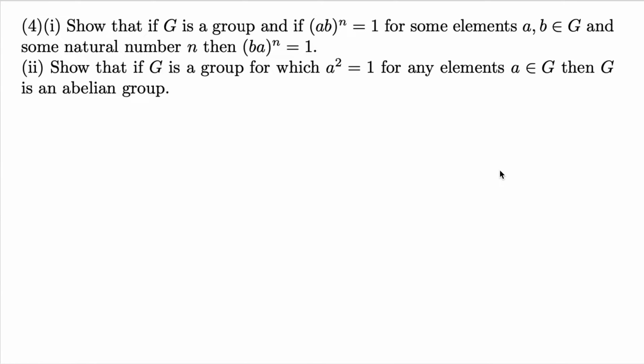Today I'll be considering question 4 of chapter 1.2. The first part reads: show that if G is a group and if (AB)^n is equal to 1 for some elements A, B in G, and some natural number n, then (BA)^n is equal to 1. Then show that if G is a group for which A squared is equal to 1 for any element A in G, then G is an abelian group.